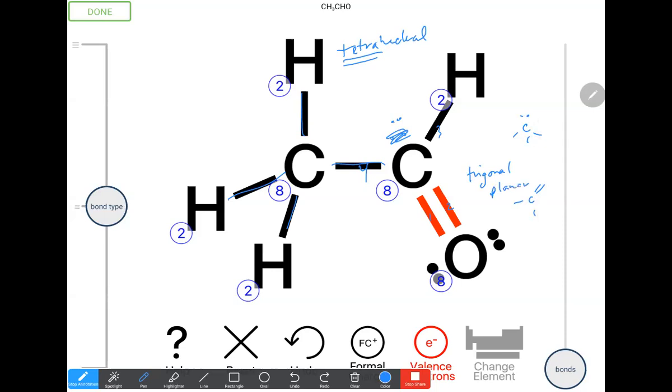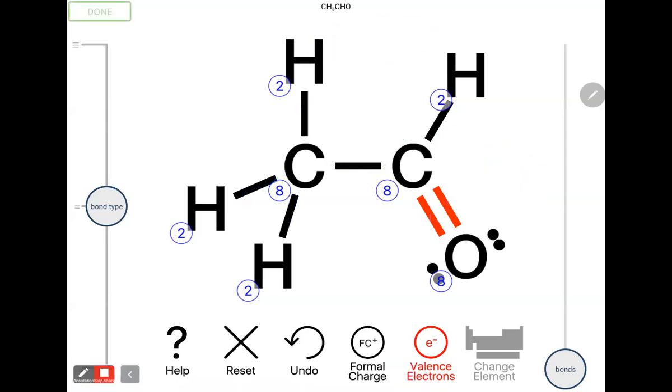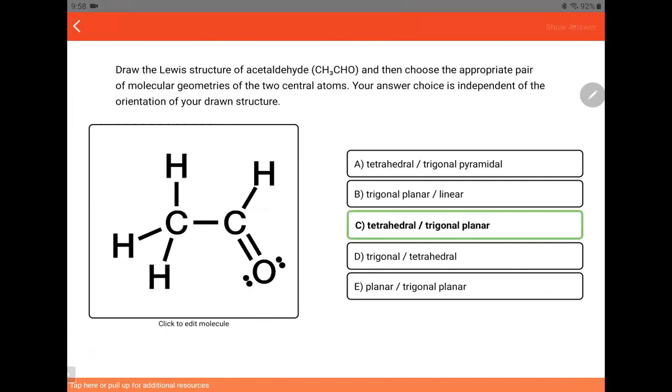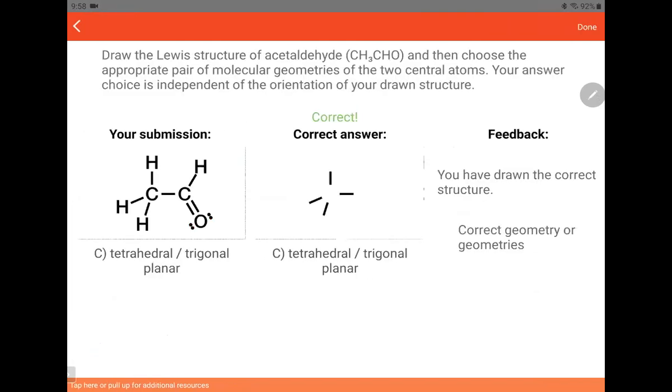So we're looking at trigonal planar here. Now remember, electron geometries versus molecular geometries. Here, they're one and the same because we have no lone pairs on the central atom. And so we're looking at trigonal planar electron and molecular geometry, and a tetrahedral electron and molecular geometry. Okay, so I'm going to choose this one. There we go.